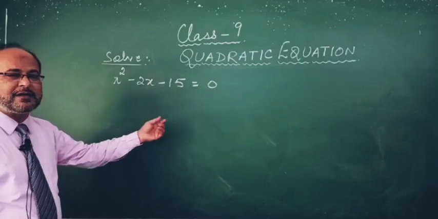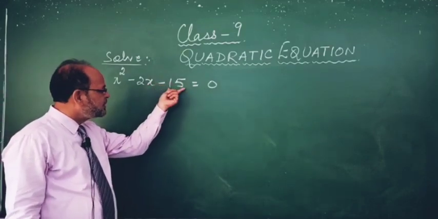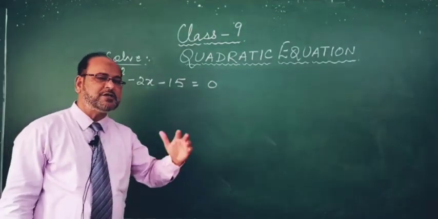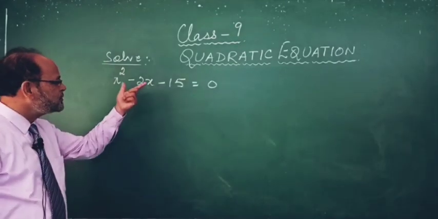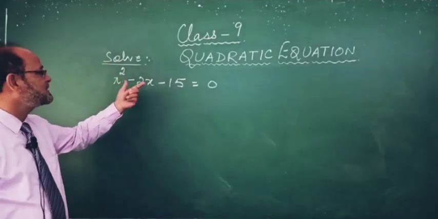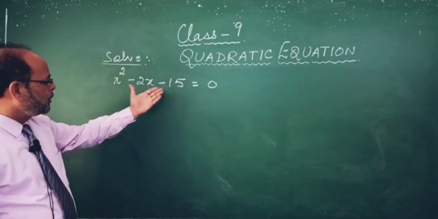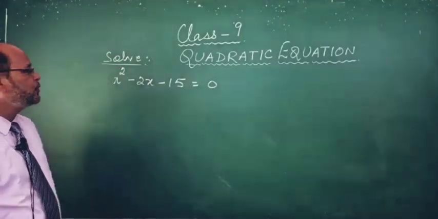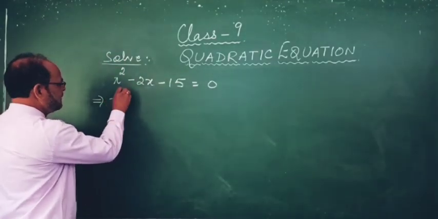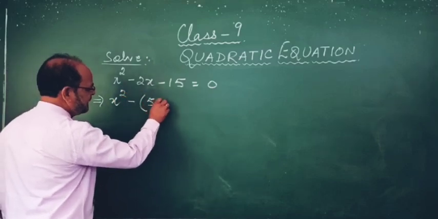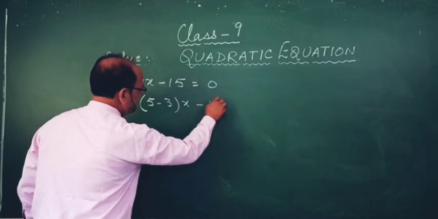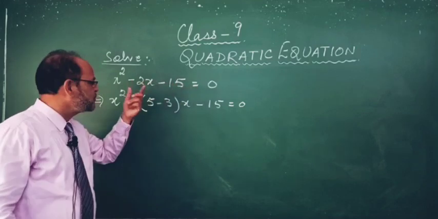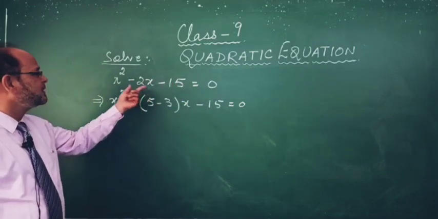So what we do in factorization, we first see this number which is given here, 15. Now we will find two such factors of 15 whose product is 15 and sum or difference is equal to 2. So if we take 5 and 3, the product will be 15 and the difference will be 2. So we will write it as x square minus 5x minus 3x minus 15. What I did here, I found two such numbers whose product is 15 and difference is 2.